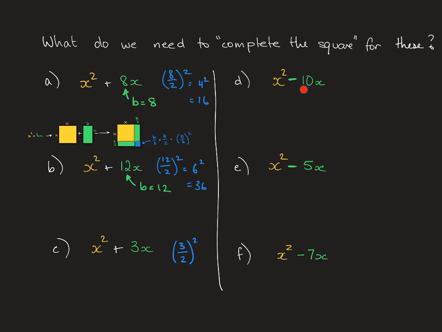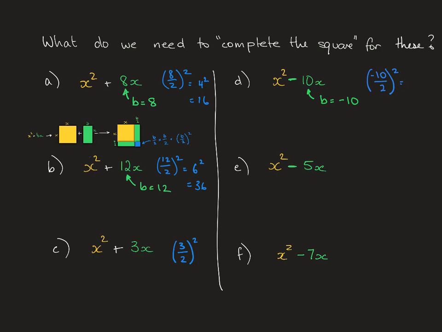X squared minus 10x, and you'll see that I've got the minus in green. The reason that I've got the minus in green is that the minus is part of our b. So our b for this one is in fact minus 10. So what we need to add in is b, minus 10, divided by 2, and square it.